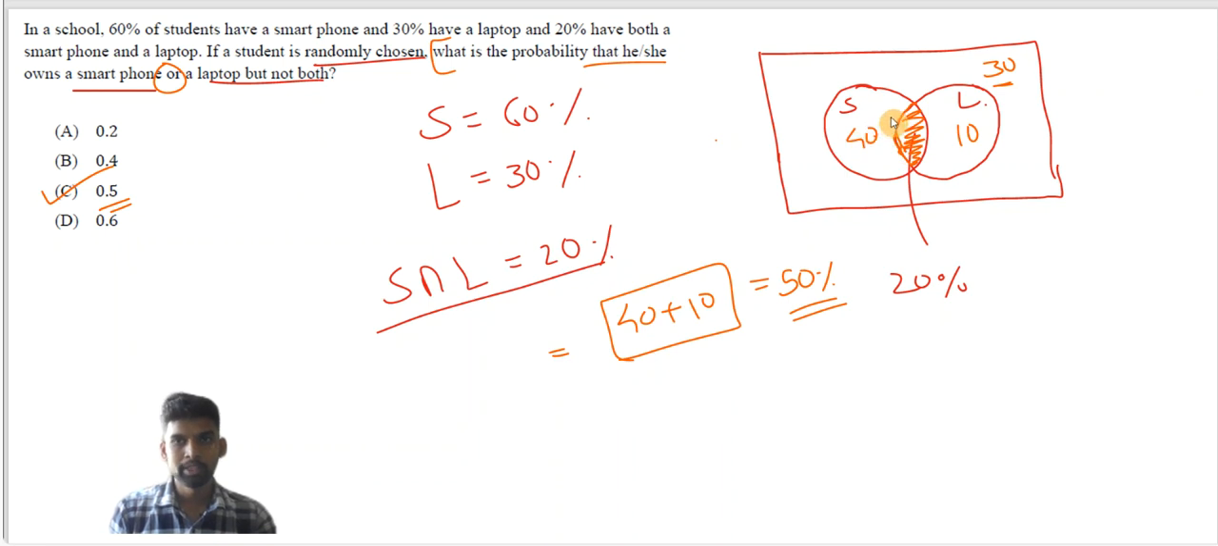They have mentioned 'or' here, that's why we have added. The probability of having only a smartphone is 40 and the probability of having only a laptop is 10, and they are asking for the union of those events. So out of total 100%, there is a 50% chance that if we select a student, he or she owns a smartphone or a laptop but not both. That's the meaning of this.